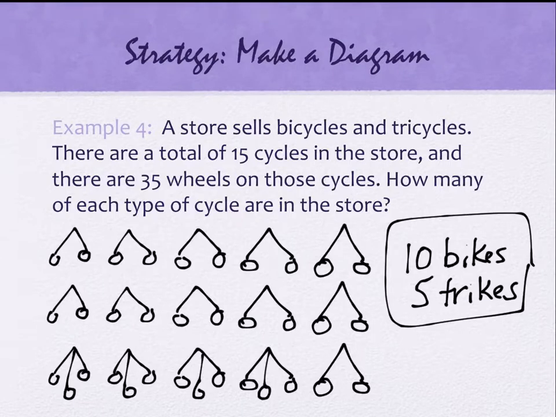And you can check to make sure this works, right? Just looking at the actual things. So if you had 10 bikes, that's 10 times 2 is 20 wheels. And if you have 5 trikes, 5 times 3 is 15. And then 15 plus your 20 would be your 35 wheels. So you can check it to make sure that it's a reasonable solution at the end as well.